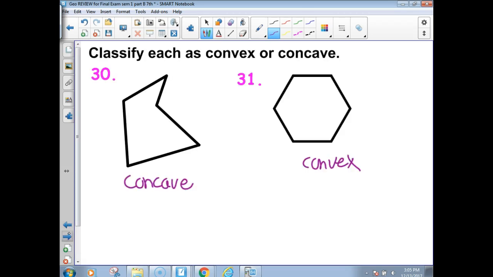Okay, this was the end of part B, which is what the final exam's part is on tomorrow. I'd like you to take now your part A and start working on it.